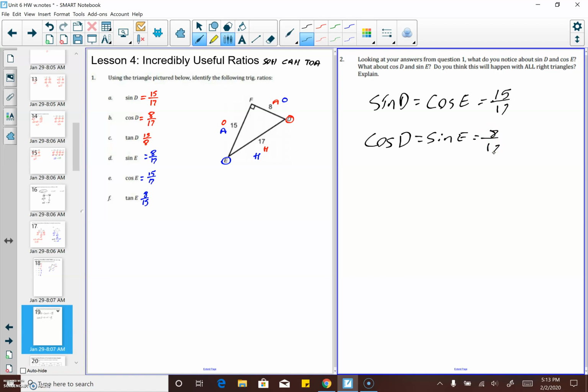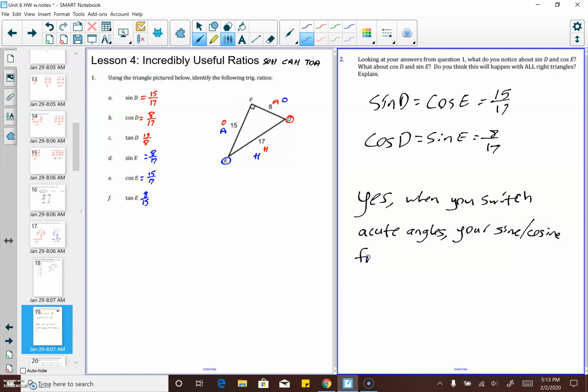Do you think that's going to happen in all right triangles? And the answer to that question is yes. When you switch acute angles, your sine and cosine fractions flip. And maybe flip's not the right word because I don't want you to think of it as reciprocal. Your sine and cosine fractions switch. So that would be a better word to use.